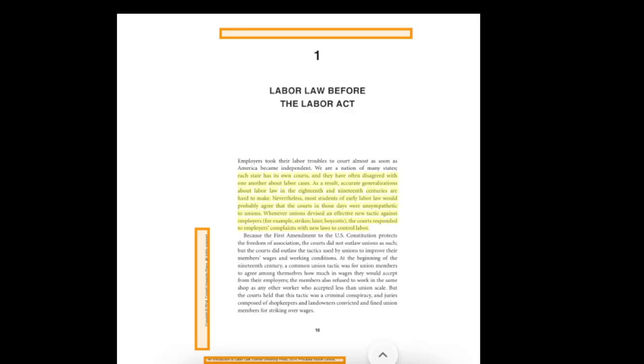Whenever unions devised an effective new tactic against employers, for example, strikes, later, boycotts, the courts responded to employers' complaints with new laws to control labor. Because the First Amendment to the U.S. Constitution protects the freedom of association, the courts did not outlaw unions as such. But the courts did outlaw the tactics used by unions to improve their members' wages and working conditions.